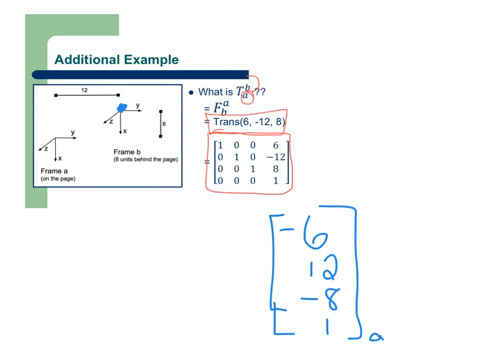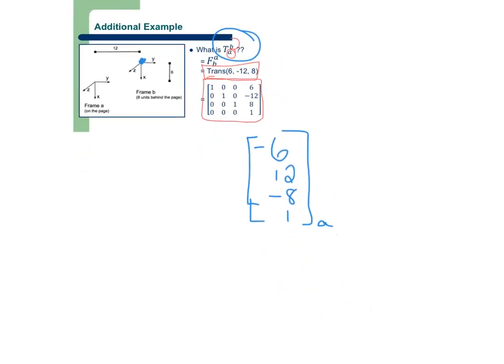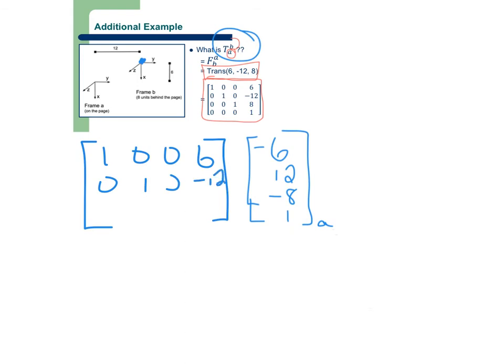Maybe I'll draw my point in blue. In A coordinates, and I want to know what the location of that point is in B coordinates. So I'm using my handy dandy transformation from A to B. So let's pre-multiply by 1, 0, 0, 6, 0, 1, 0, -12, 0, 0, 1, 8, and 0, 0, 0, 1.